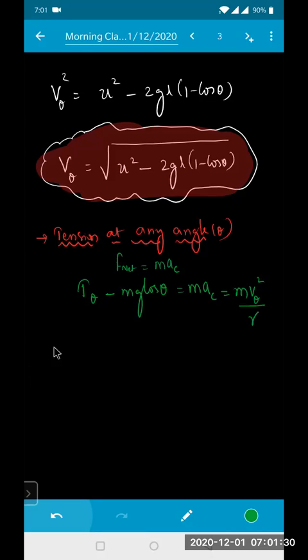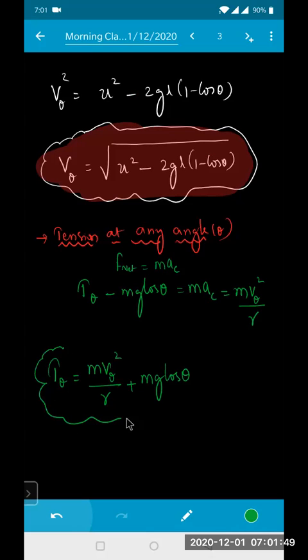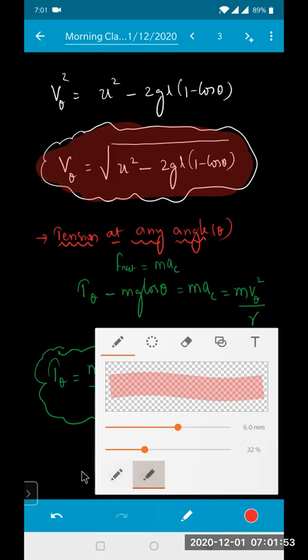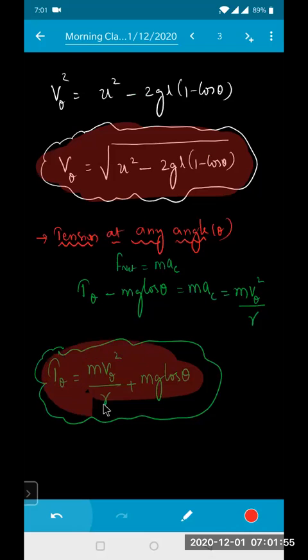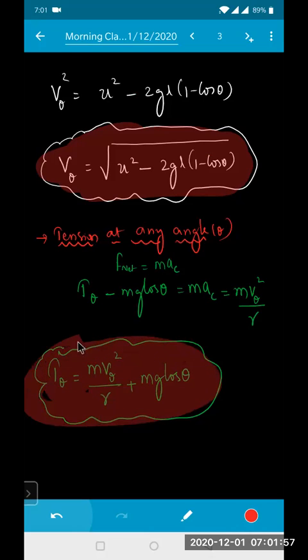So now the tension at any angle theta, T theta, is equal to m into the velocity v theta squared divided by r. This minus goes to this side and becomes plus mg cos theta. Understood? So this is the tension at any angle theta.